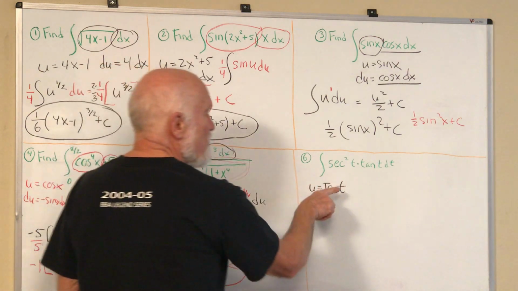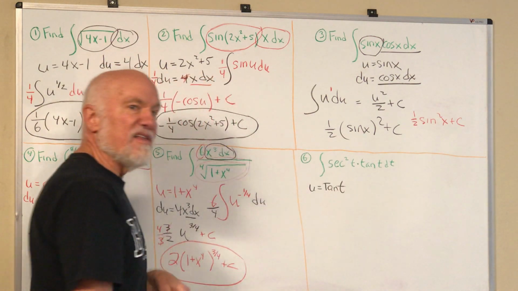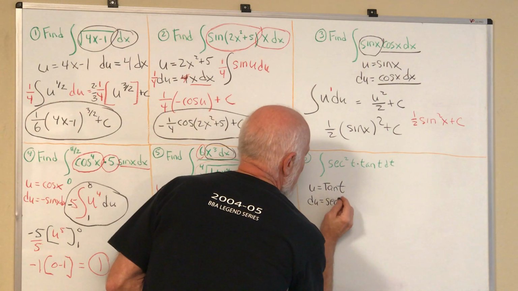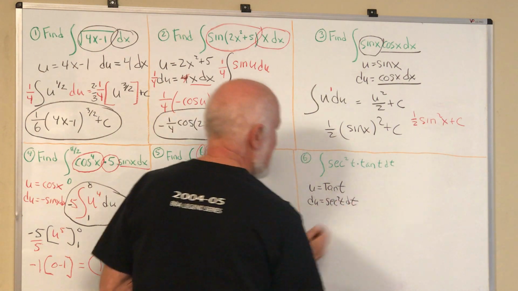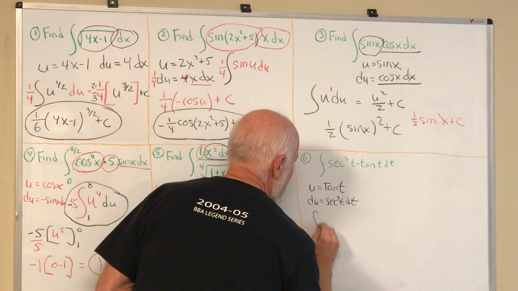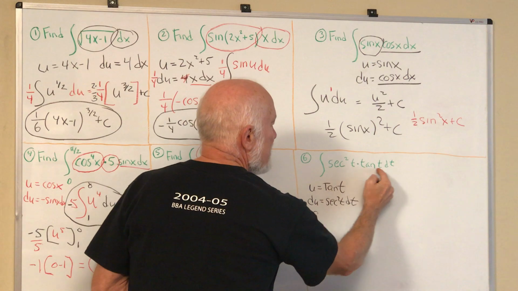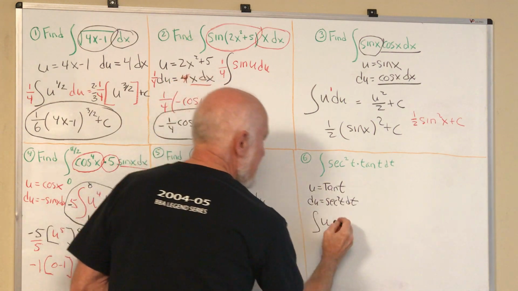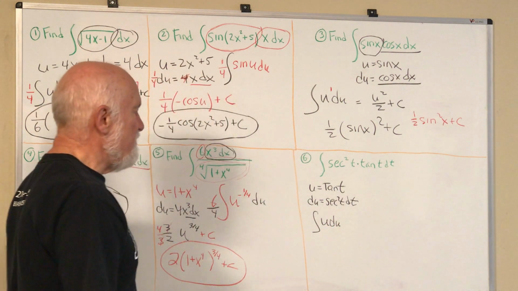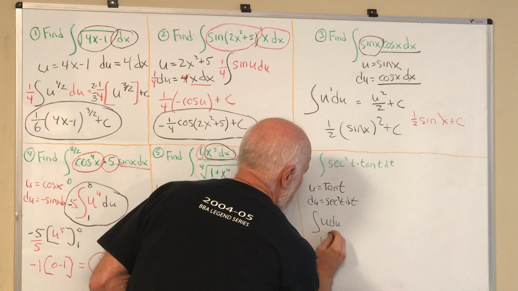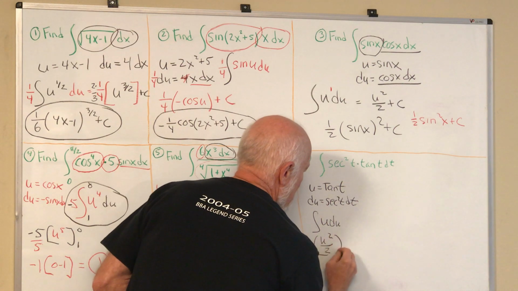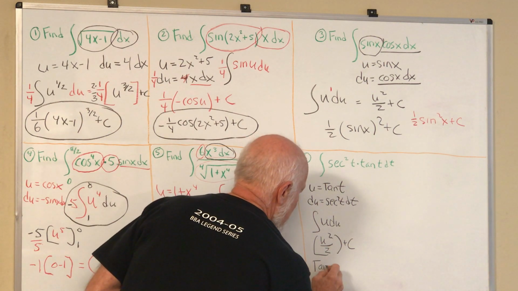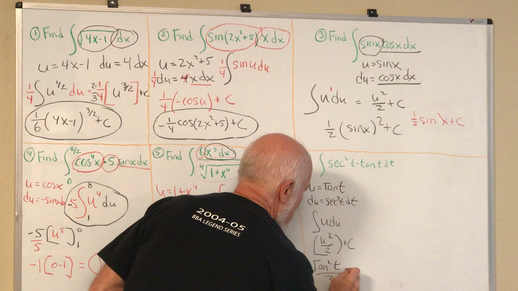Why would I even think that? Because I know the derivative of the tangent is the secant squared, and that's sitting right there. So du is secant squared of t dt. So if I rewrite this integral, I can call tangent of t u and secant squared of t dt du. So it turned out to be fairly easy. I can just get u squared over 2 plus c. And u is the tangent, so it's the tangent squared of t over 2 plus c.